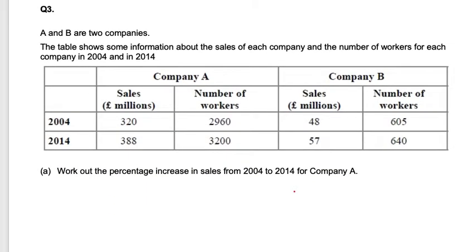So what we're doing here, we're looking at the percentage increase. We're looking at an increase and we're looking at percentage. Just of company A. So in this first question, we're looking at these 2 figures here. What's the increase in sales? So the first thing we're going to do is work out what the increase is on sales. So we take our 388, we subtract 320. 388 subtract 320 gives us 68.